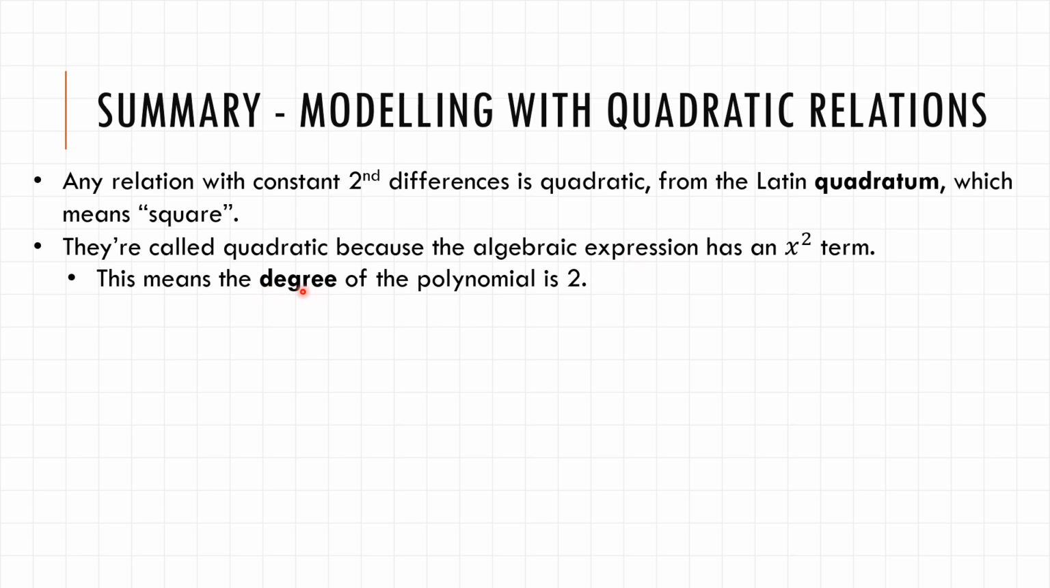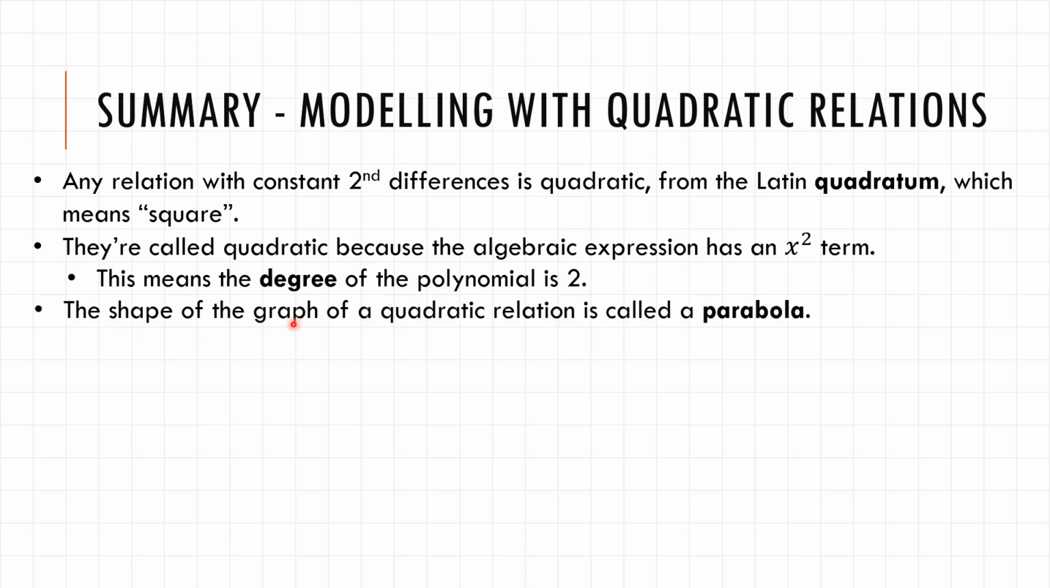This means that the degree of the polynomial, and degree is basically the highest exponent on the variable, is 2. The highest degree is 2. The shape, when we graph quadratic relations, they always create this shape called a parabola. And that makes them very easy to figure out a few very important features.